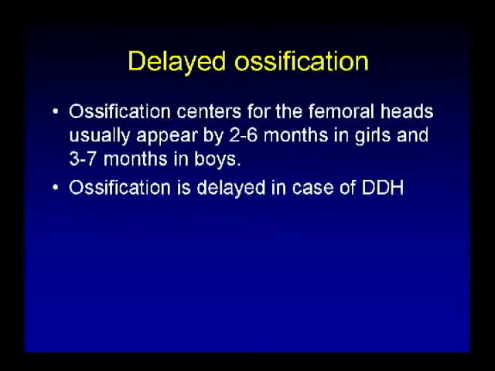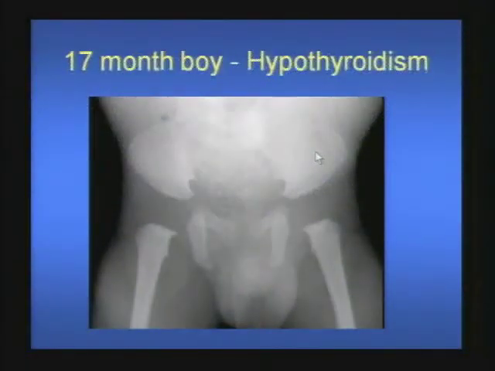In case of developmental dysplasia of the hip, the ossification is asymmetric. Sometimes it is delayed. Hence, it is useful to know the physiological age for appearance of ossification. It's 2 to 6 months in girls and slightly later, that is 3 to 7 months in boys. However, with developmental dysplasia of the hip, it's almost always asymmetric, even if it is bilateral. When you have bilaterally symmetric delayed ossification or non-ossification, you should think about endocrinal or metabolic generalized disorders. This is a 17-month-old boy with hypothyroidism and non-ossification of the femoral capital epiphysis on either side.